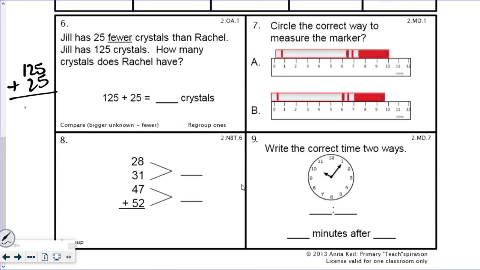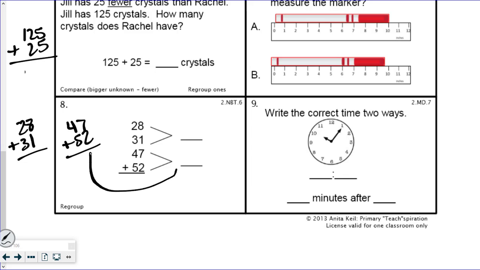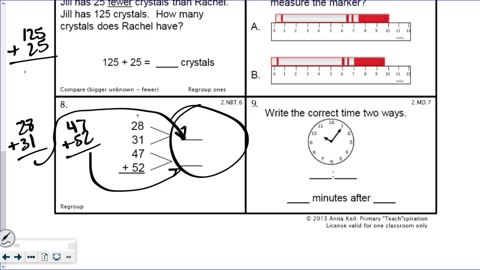All right, going down to number 8. You know what to do on number 8, right? You want to rewrite both of these problems. So the first one is 28 plus 31. Solve it, then solve 47 plus 52. You're going to write the answer for this one here, and the answer for this one here. And then you're going to add these two answers together to figure out this total. Pause your video, do number 8.